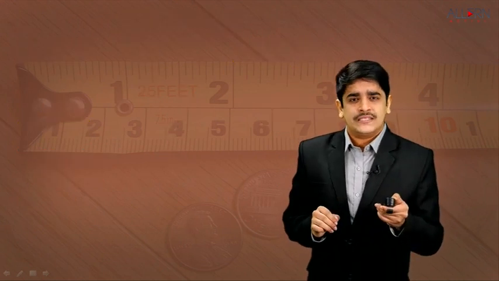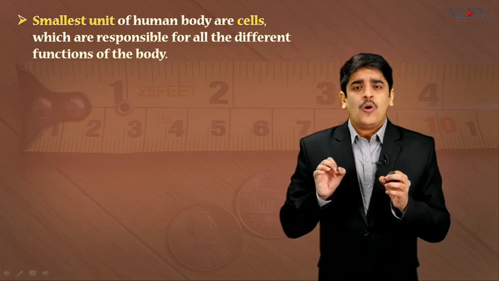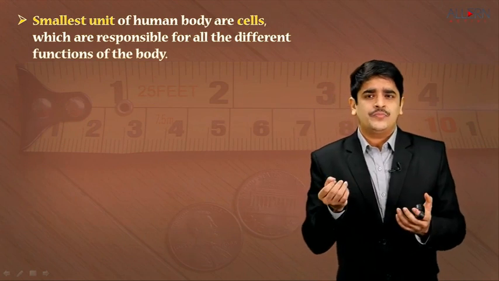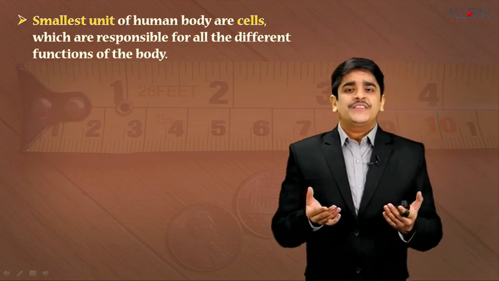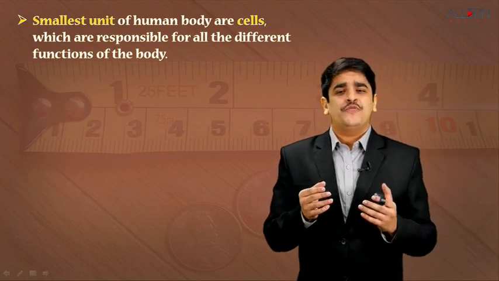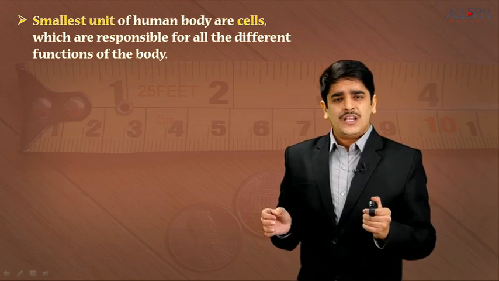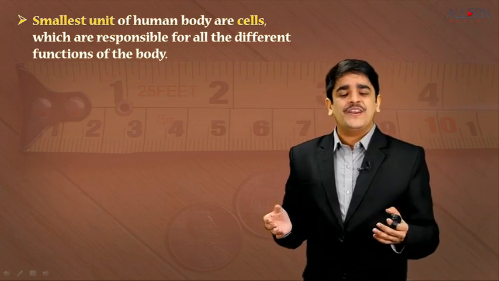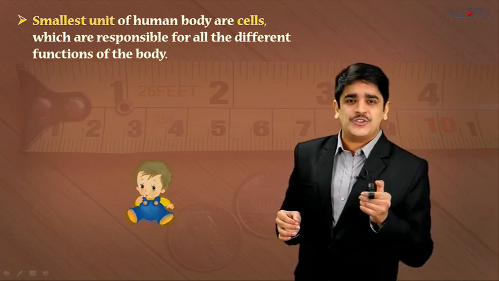Okay, that being said, the smallest unit of a human body is obviously cells. It's something that we're aware about. What are they responsible for? They are responsible for all the different functions of the body. Now, why am I taking you all to biology over here? Because I am going to have an analogous relationship with chemistry as well.